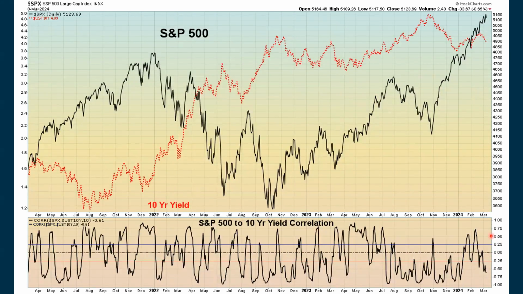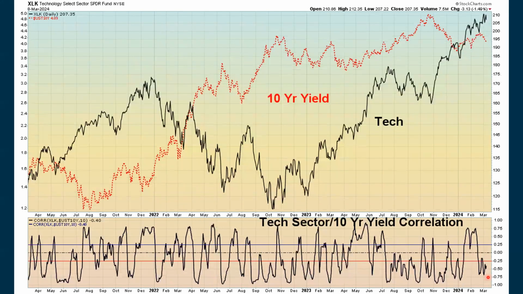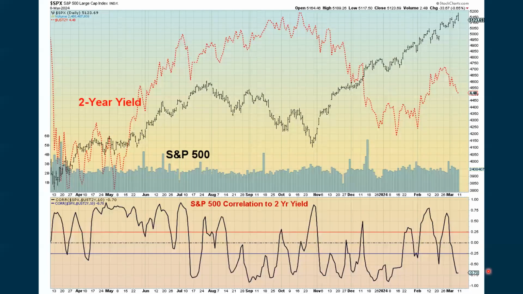We look at the S&P 500 to the 10-year yield, having a pretty strong tendency to go in opposite directions. So if interest rates are down, that's been giving some support to stocks going up. Here's tech to the 10-year yield, also a fairly strong tendency to go in opposite directions. If interest rates are down, that's giving support to the tech sector.